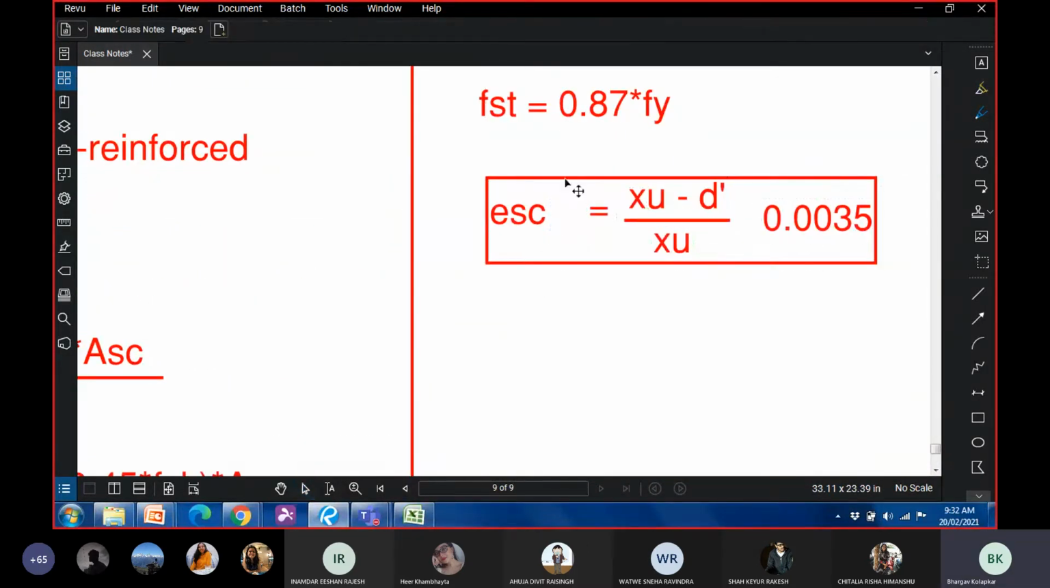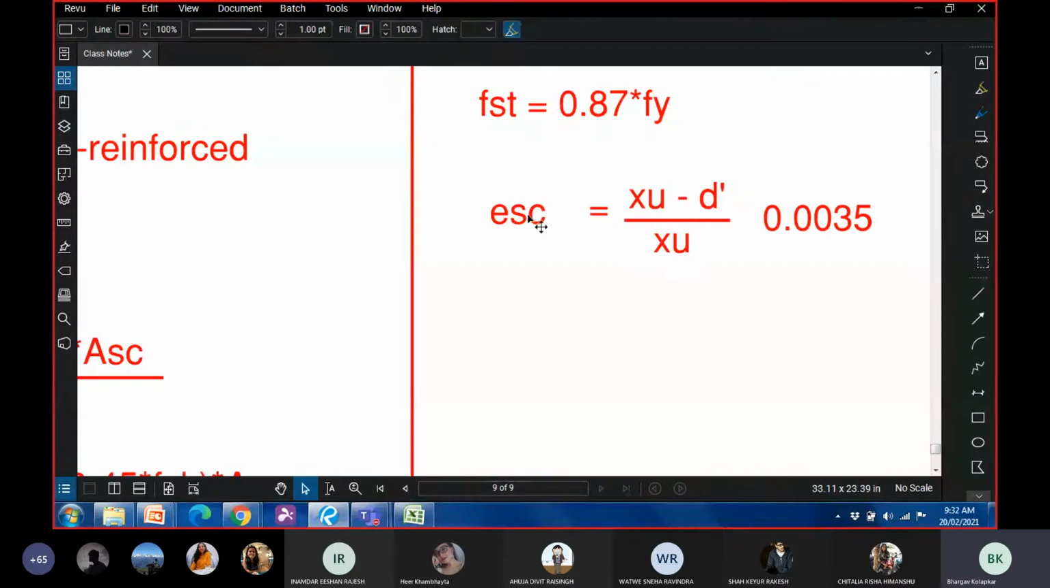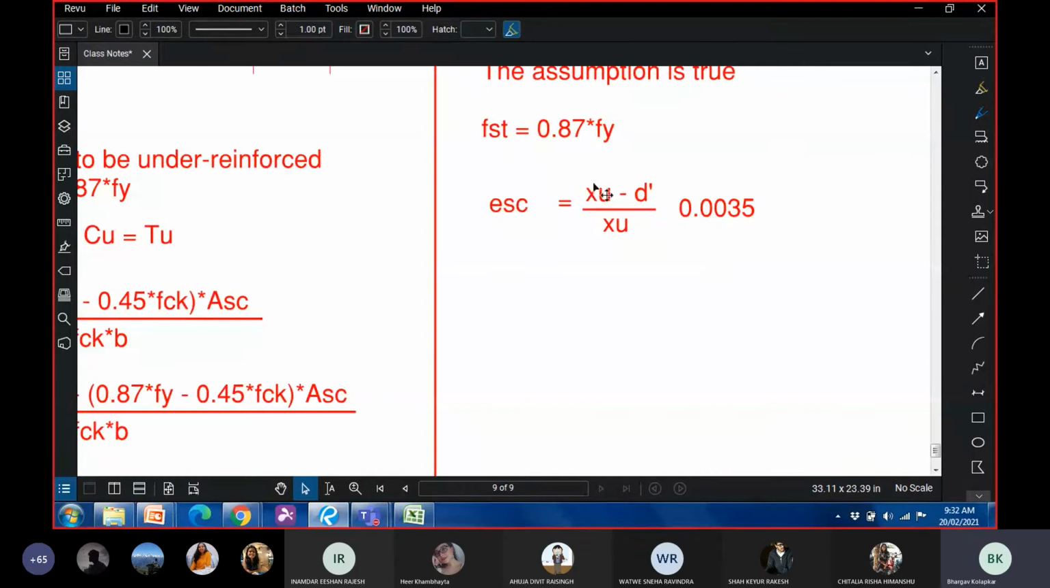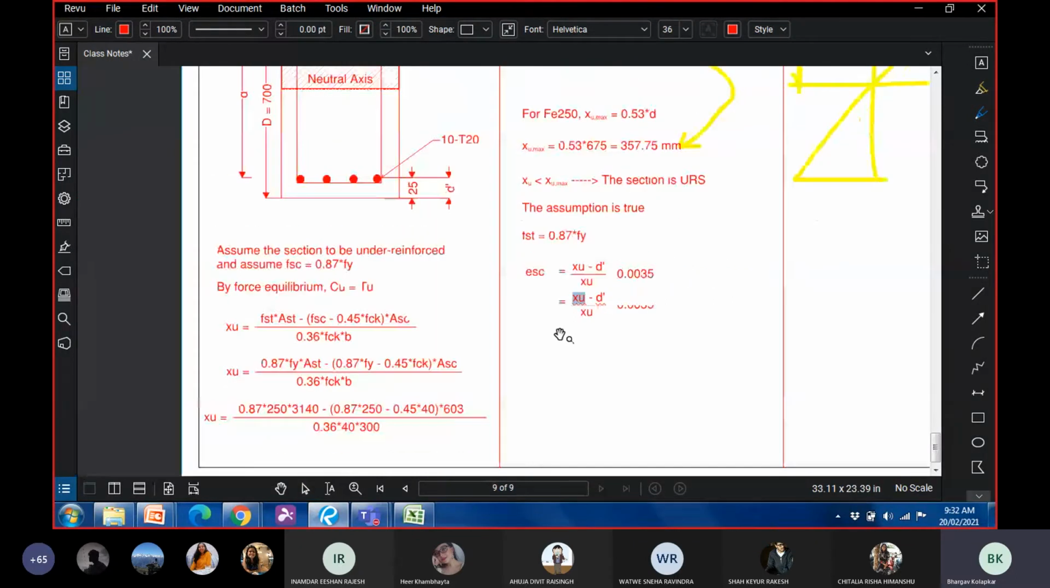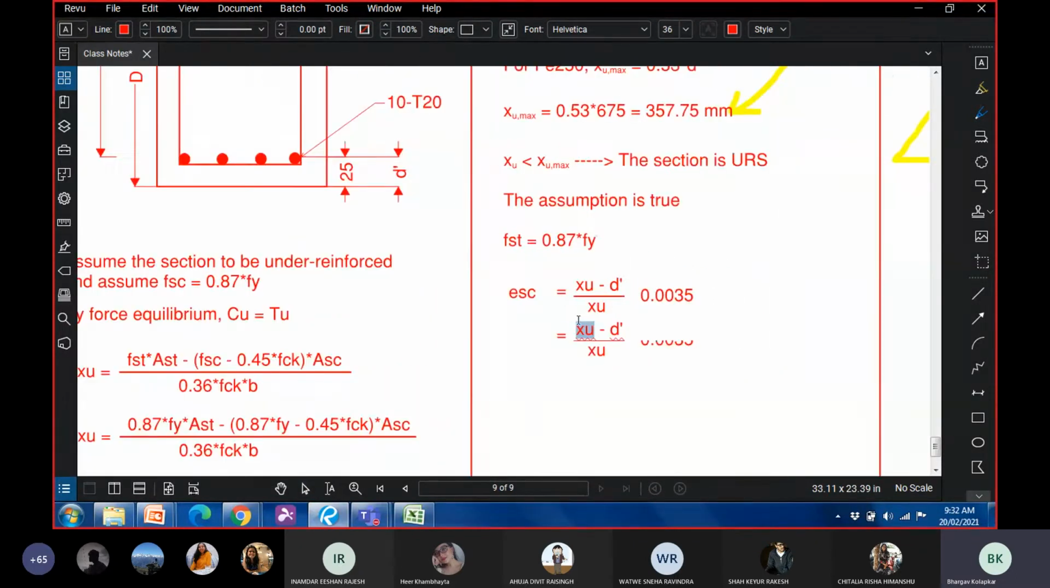So epsilon SC, please note that this is epsilon and SC is in suffix. So epsilon SC is equal to (XU minus D dash) upon XU times 0.0035. Just plugging in all the values, our XU is 130.2 minus D dash, which is 25. It is given in the problem. Then XU is 130.2.